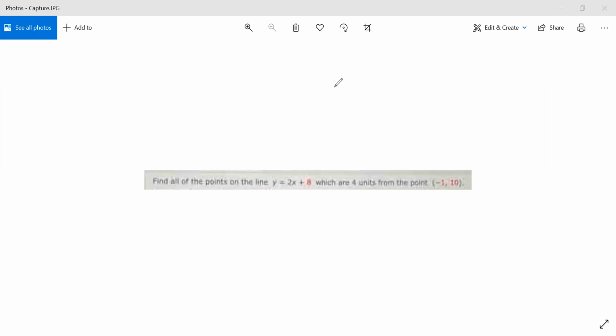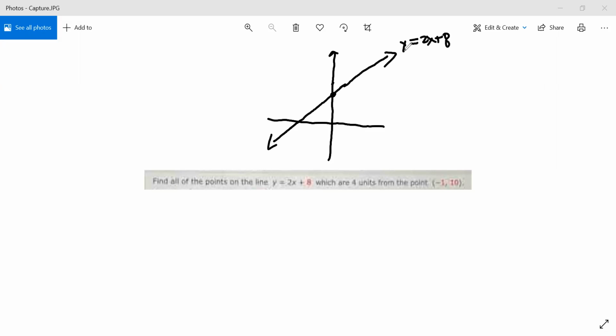Okay, so this line has a positive slope and it's passing through 8. So let's say 8 is here and it has a positive slope. So this graph is going to look like this. You don't need to really have an exact graph. So it's just this y = 2x + 8.